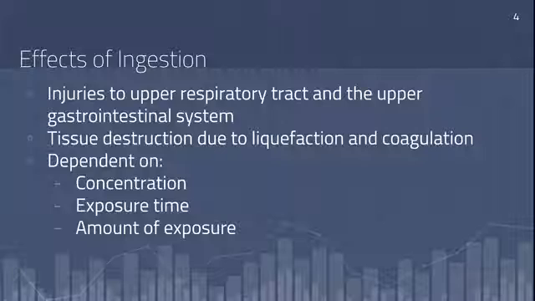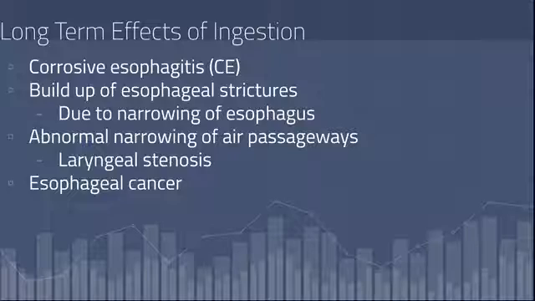What are the effects of ingestion? Ingestion of caustic substances causes injuries to the upper respiratory tract and the upper gastrointestinal system. Tissue destruction is also very common. The severity of these effects are dependent on the concentration of the substance, how much was ingested, and at what time it was ingested.